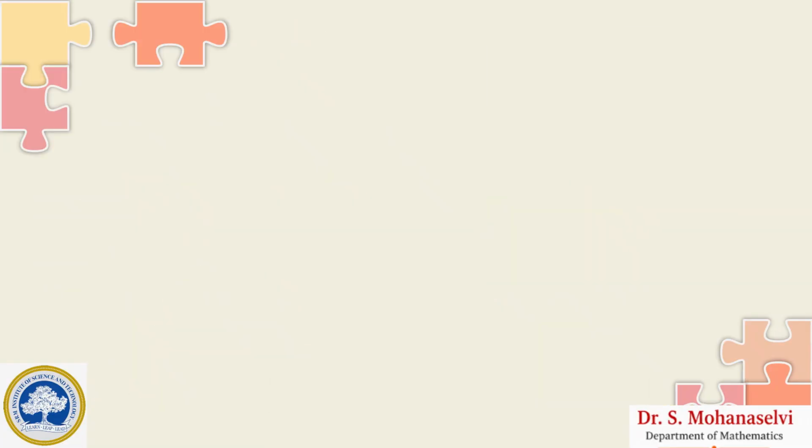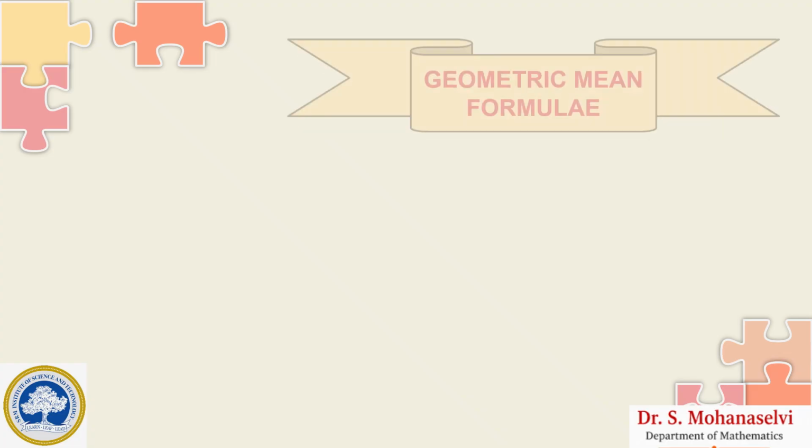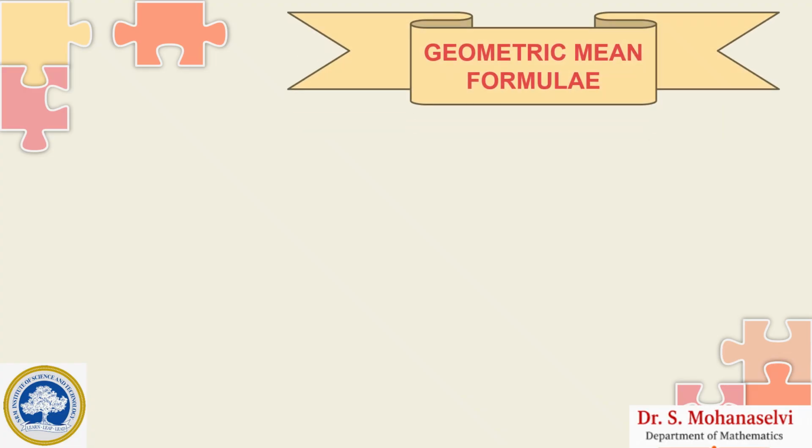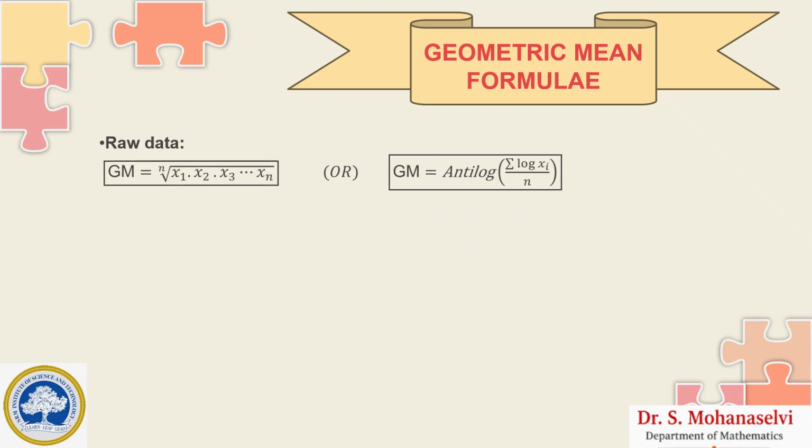So this slide summarizes the formulas used to calculate the geometric mean for different types of data. For raw data, we can either multiply all the observations and take the nth root, or we can use a logarithmic method, which is easier when there are many observations. The geometric mean is equal to the antilog of summation log xi, whole divided by n.